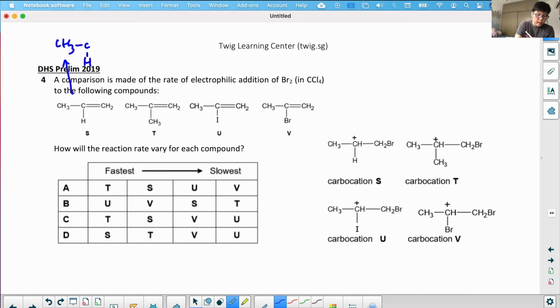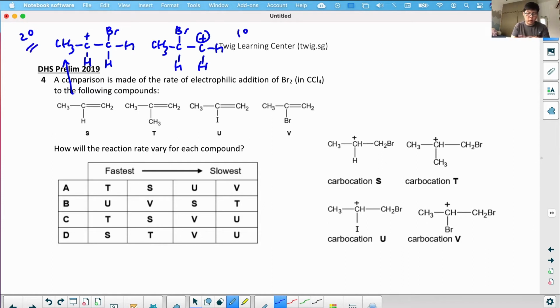You could put the Br over here, and this will be the carbocation. You could also draw the Br on the other carbon, which is this one, and this becomes the carbocation. But of course we will draw this one because this is a secondary carbocation and this is a primary carbocation. Secondary is more stable, so we probably draw that. So we're going to draw S, and do the same for T, U, and V for fair comparison.